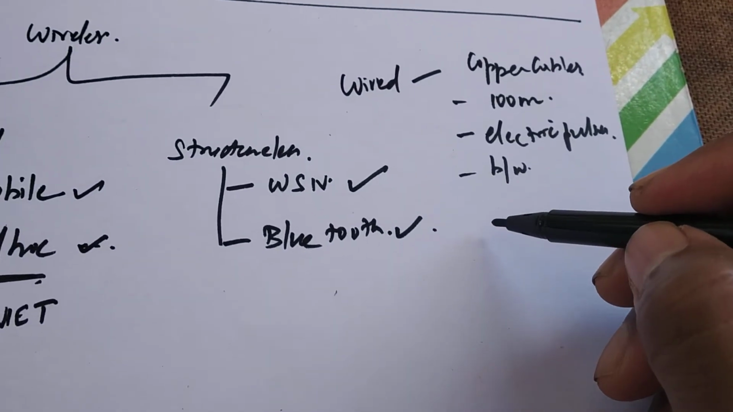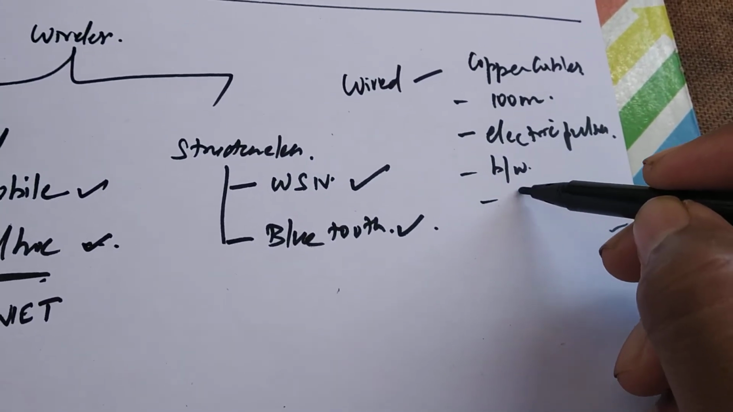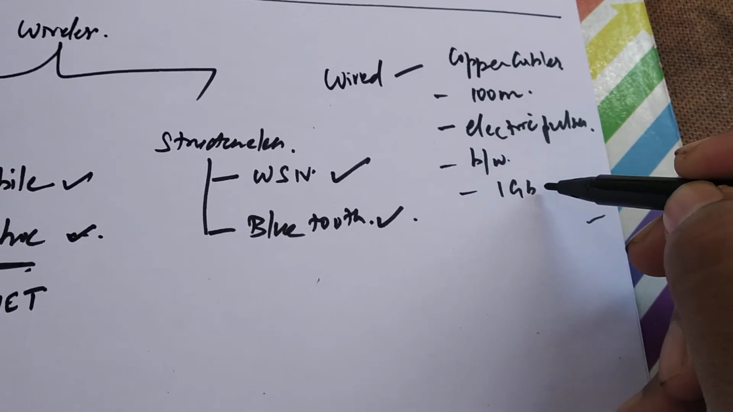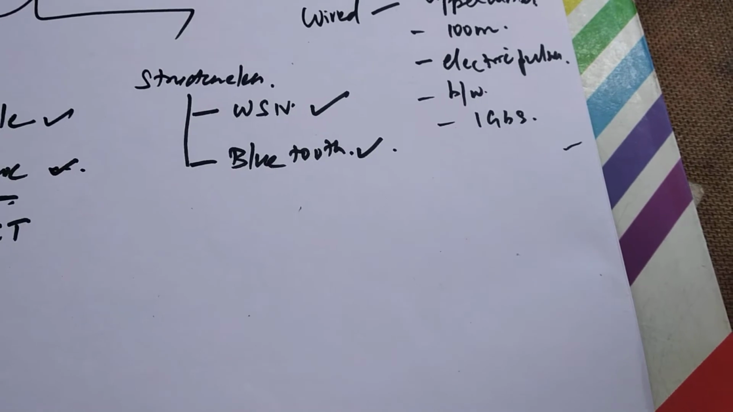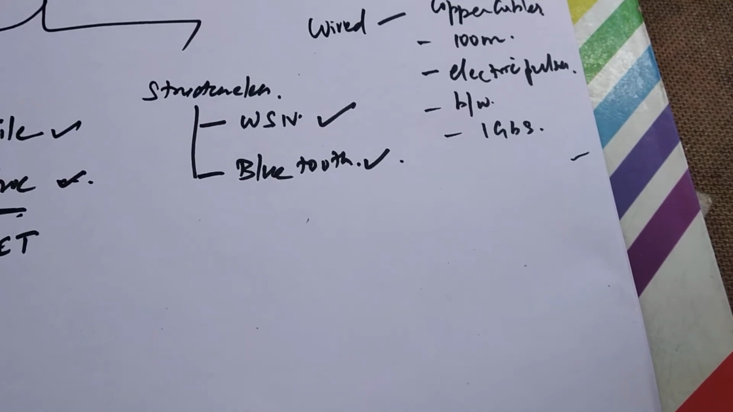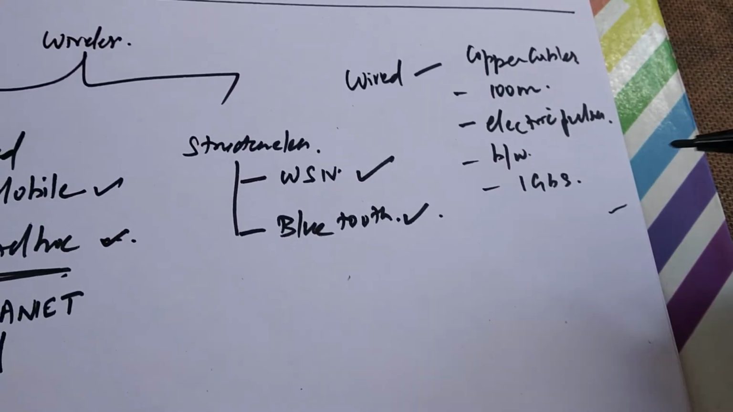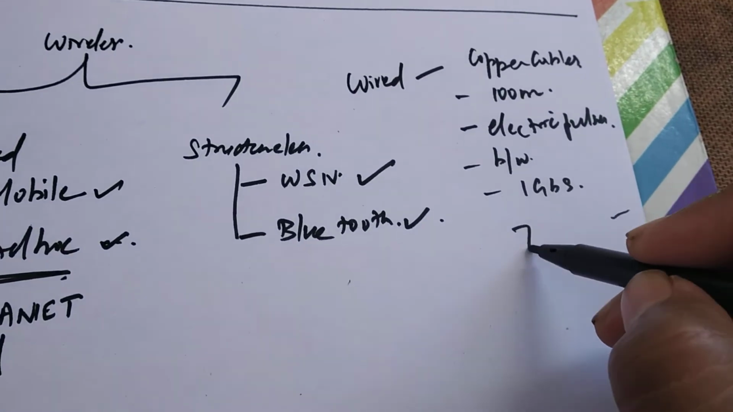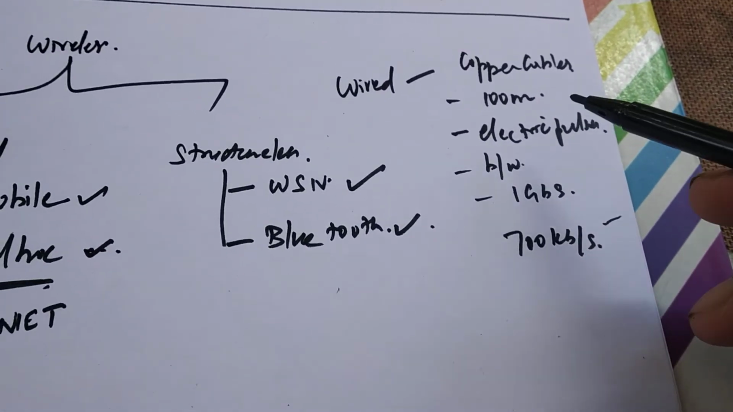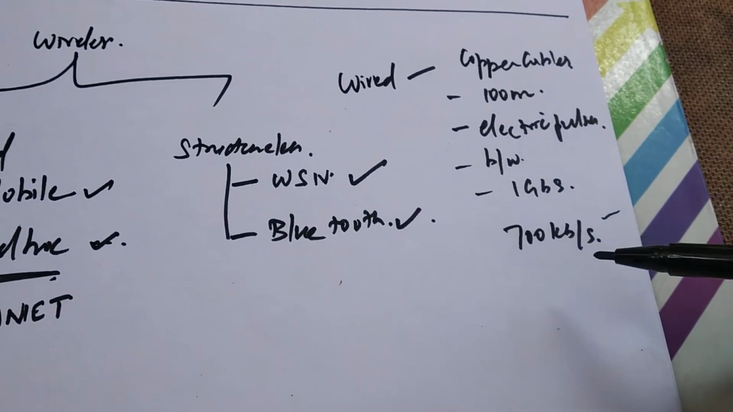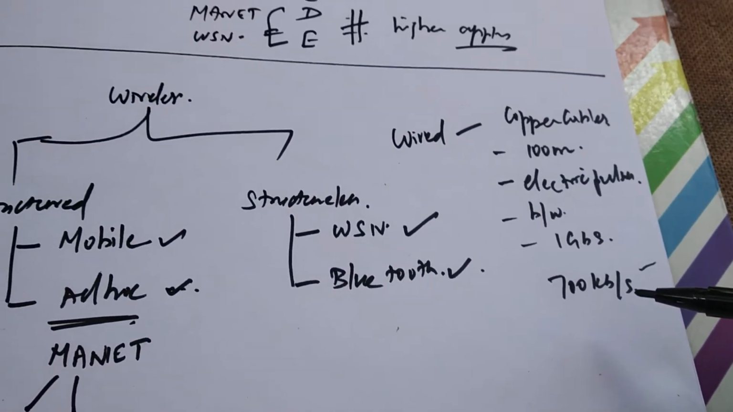What may be the highest potential? It is approximately 1 Gbps, 1 gigabit per second. That is the data rate a copper cable may accommodate, and it is a theoretical value. The practical value is in kilobits per second, normally 700 kilobits per second. So these are the data we remember from the wired structure.